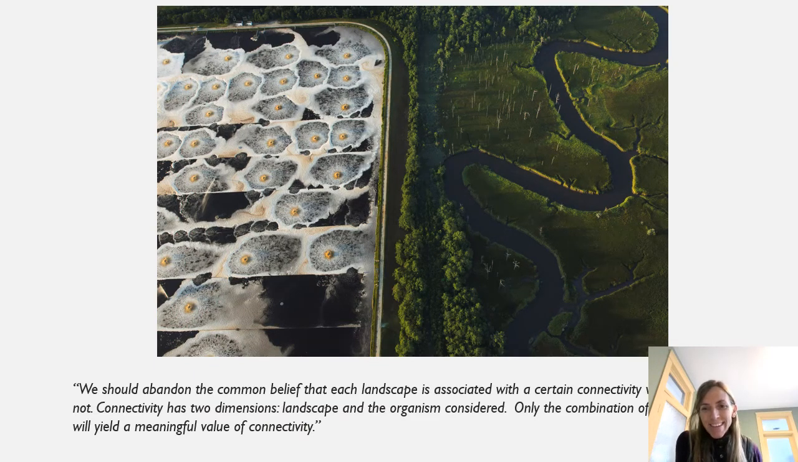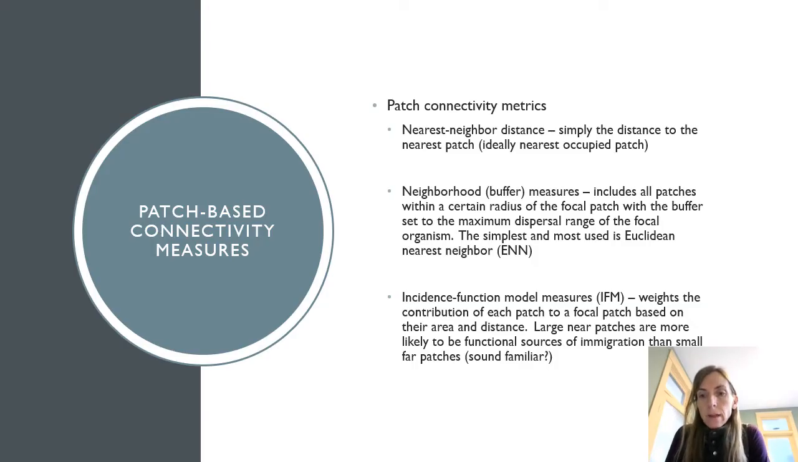So this quote emphasizes that point that connectivity has two dimensions: the dimension of the landscape, which is the structural component of connectivity, and the dimension of the organism, which is the functional component of connectivity. So we're going to get into some of the concepts of how landscape ecologists have analyzed connectivity. And a lot of this relates to how it's used in the context of GIS.